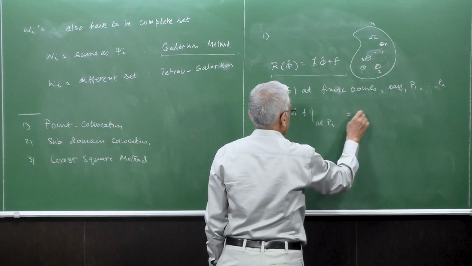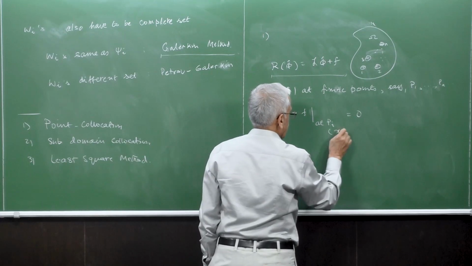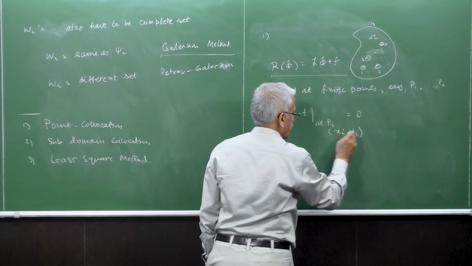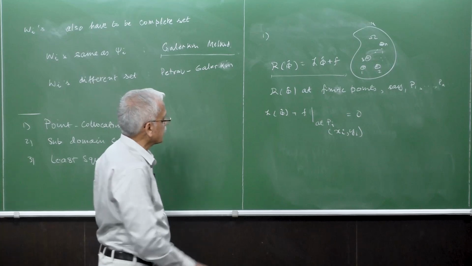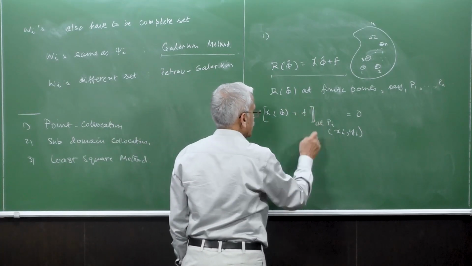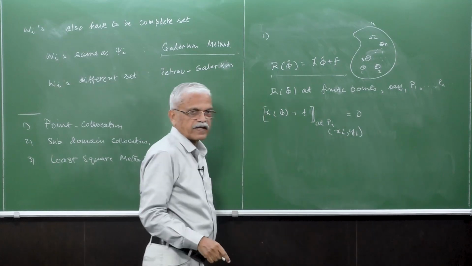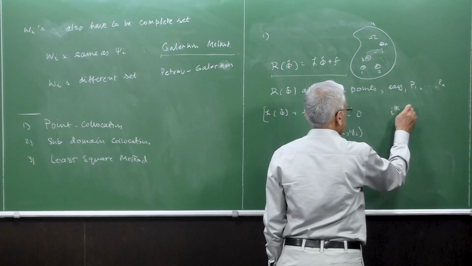which we write as, means that this is 0 at Pi. Let us say if you call Pi as xi, yi, that means this residual is made 0 at xi, yi to get the ith equation. So this is the ith equation.